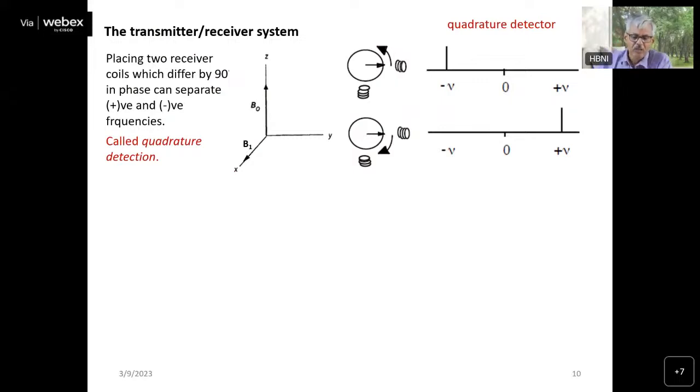This can be achieved by placing two receiver coils. One can think that you put a receiver coil along the y-axis. This is your y-axis, this is your x-axis. So you put two receiver coils that differ by 90 degrees. One you are putting here, and you have detector 2 here, so they are 90 degrees apart. And then you will see that you can now distinguish the positive and negative frequencies.